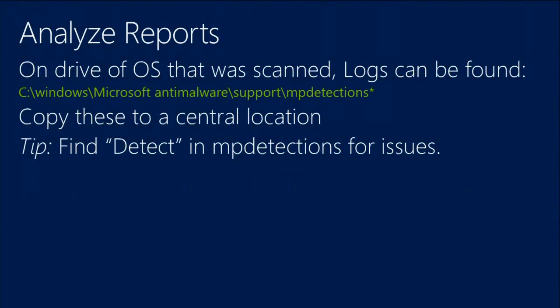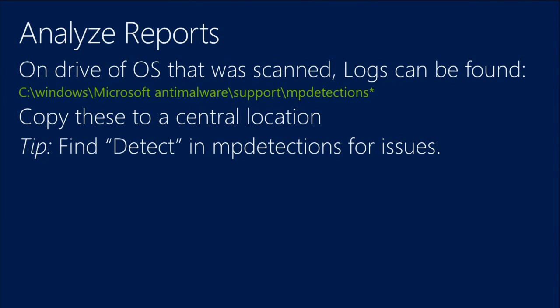So the WDO offline, the Windows Defender offline scan, puts its log files in the path that's green. So all you do is you look for the MP detection star files, .log typically, and you copy those to a machine-specific folder somewhere on your network, and then you can weekly go through and find detect in the files that you have. And anytime you find a detect means that you found an issue or a malware was detected inside of WDO.